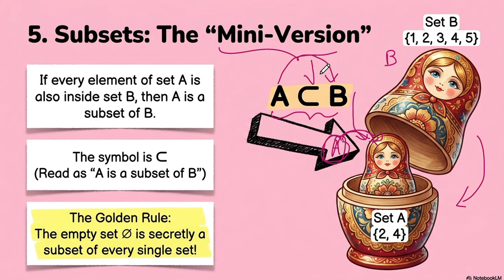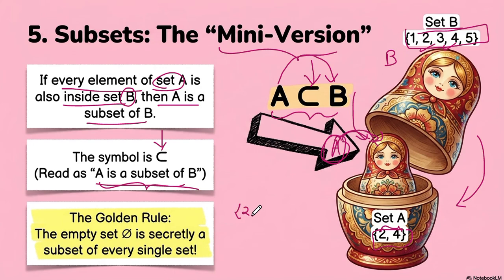So this is the symbol of subset. The definition is, if every element of the set A is inside the set B, then we can say A is a subset of B. This is the symbol of subset, or you can read it as A is a subset of B. For example, set B has the elements 1, 2, 3, 4, 5, and set A has the elements 2 and 4. Both the elements 2 and 4 which are there in set A are also inside set B, so we can say A is a subset of B.